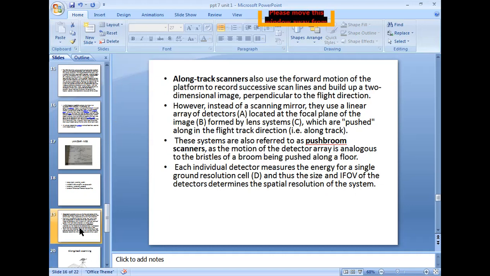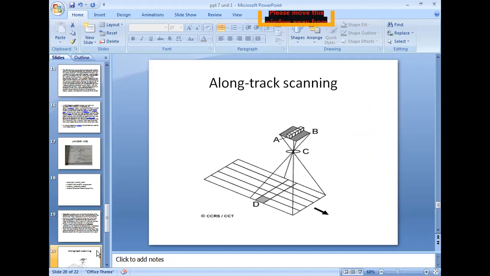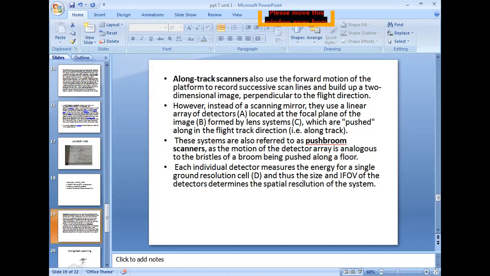This system is also referred to as a push broom scanning system, as the motion of the detector array is like the bristles of a broom being pushed along a floor. Each individual detector measures the energy for a single ground resolution cell, which is known as D. This one is D, you can see here. Thus the size of the FOV of the detector determines the spatial resolution of the system, right?